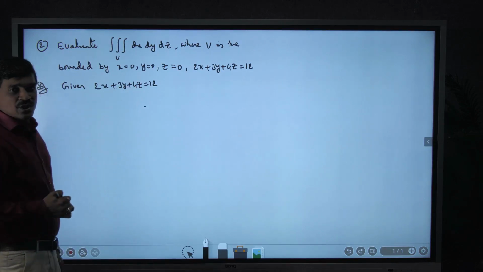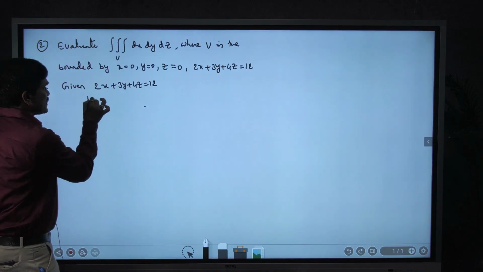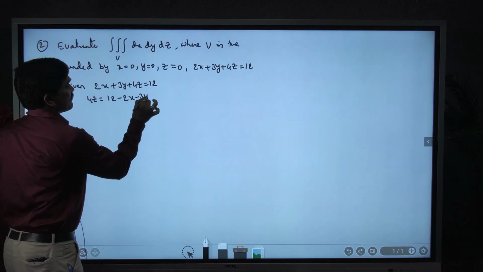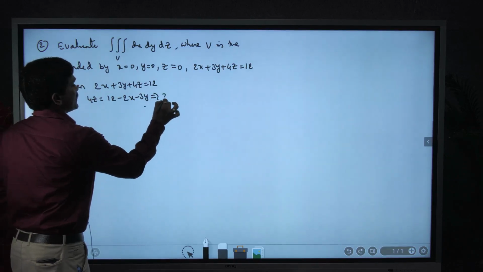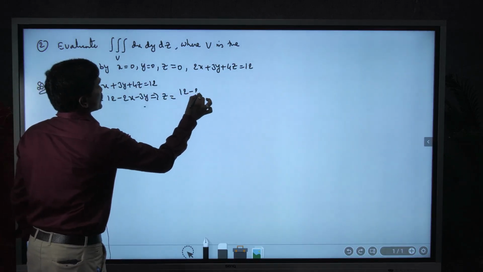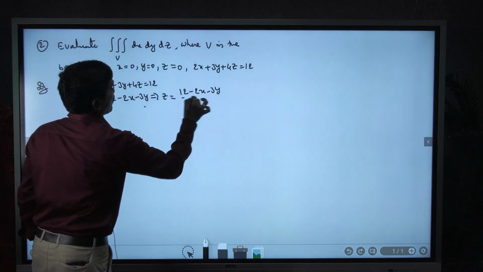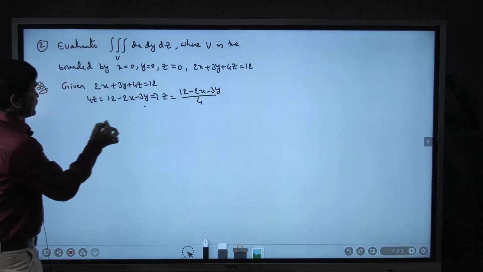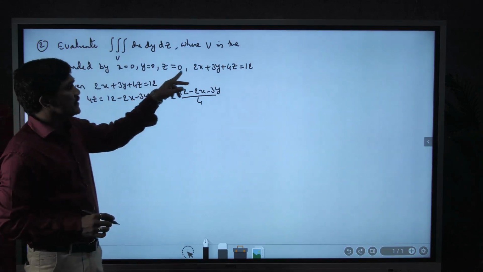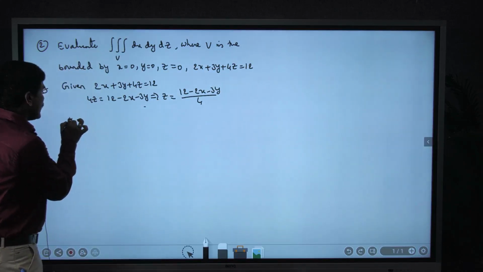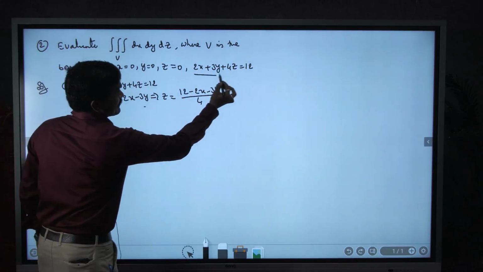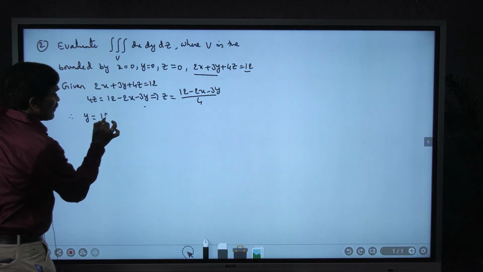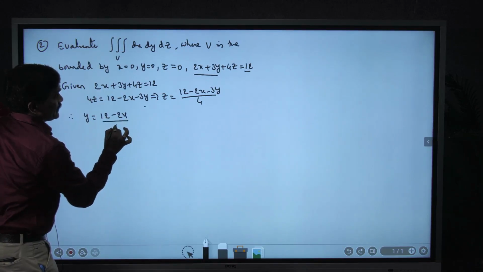Now to write the z limits, here 4z is equal to 12 minus 2x minus 3y. Then z is equal to 12 minus 2x minus 3y by 4. This is the z limit. Now write the y limit. If z is 0, then 2x plus 3y is equal to 12, then y is equal to 12 minus 2x by 3.